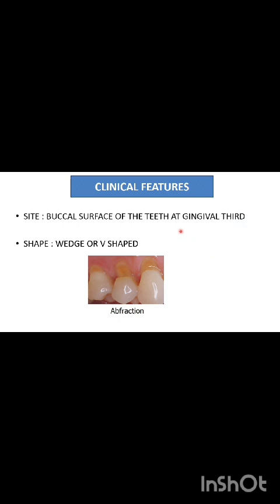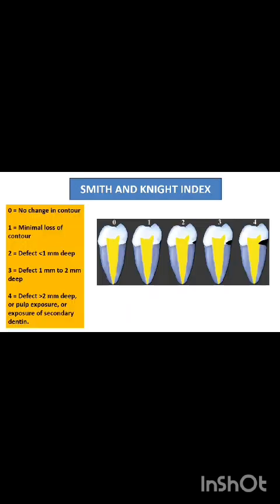Clinical features are: the site where the lesion appears is mostly on the buccal surface of the teeth at the gingival third region, and the shape is wedge or V-shaped. It is classified by the Smith and Knight index, with scoring from 0 to 4 based on the depth of the lesion. So 0 is no change in the contour.